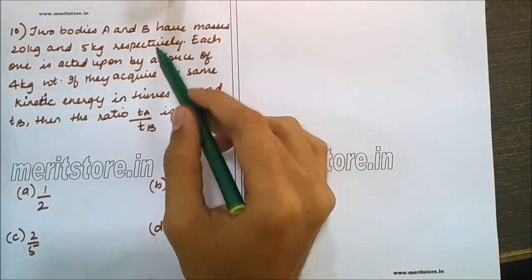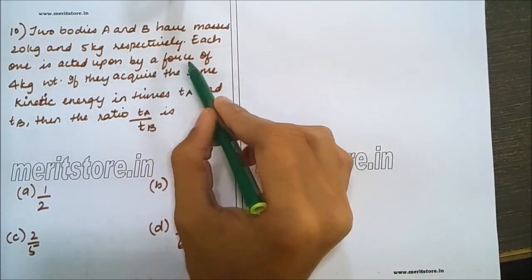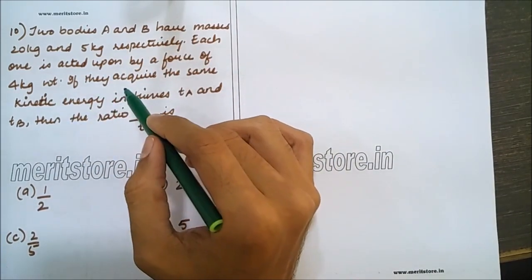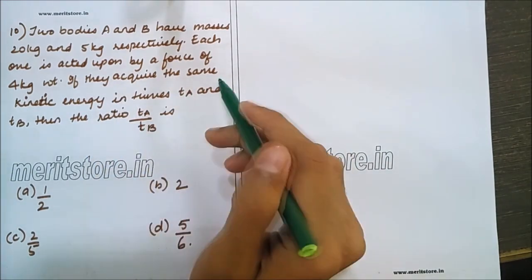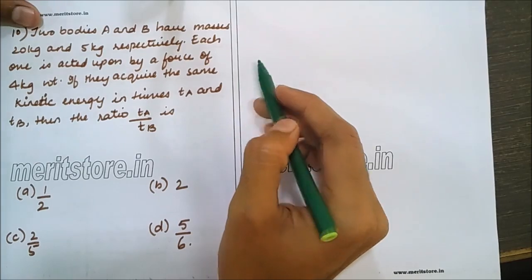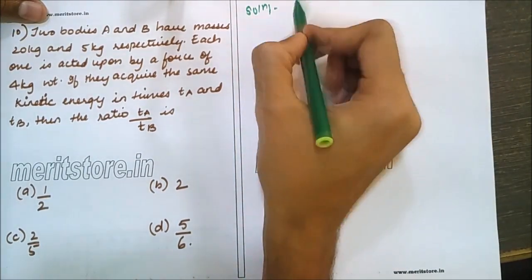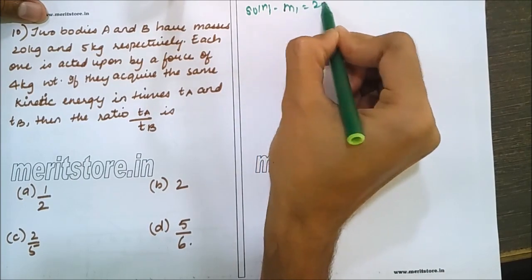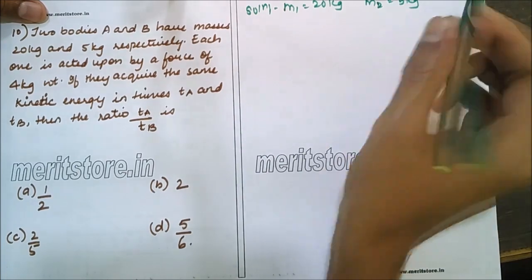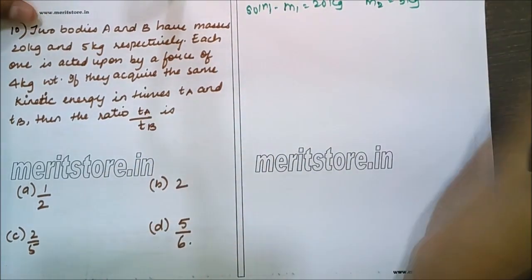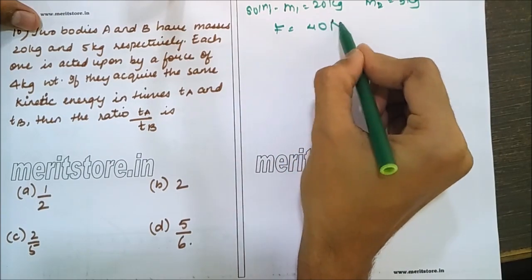Two bodies A and B have masses 20 kgs and 5 kgs respectively. Each one is acted upon by a force of 4 kg weight. If they acquire the same kinetic energy in time ta and tb, then the ratio of time A to time B is. So firstly we have two bodies, that is m1 which is equal to 20 kgs and m2 which is equal to 5 kgs. Next, the force acting on both of them is 40 Newton.